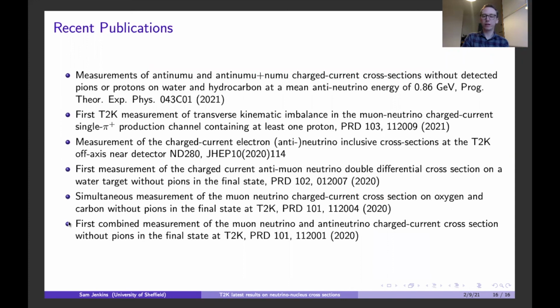I'll leave you with a list of the most recent publications on neutrino cross-sections from T2K.